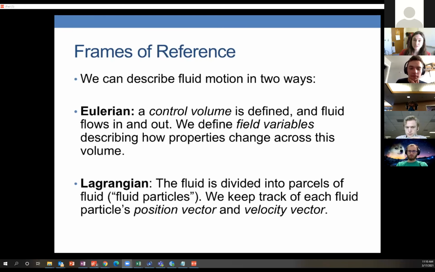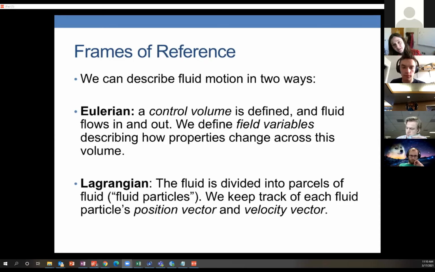The other way is called the Lagrangian way. Here we divide the fluid into parcels of fluid, like little chunks of fluid. You call a little chunk of fluid a fluid particle, and you track the movement of those different fluid particles. So they each have some velocity vector and some position vector, and they move around. So now you're following the fluid itself rather than just looking at the volume.